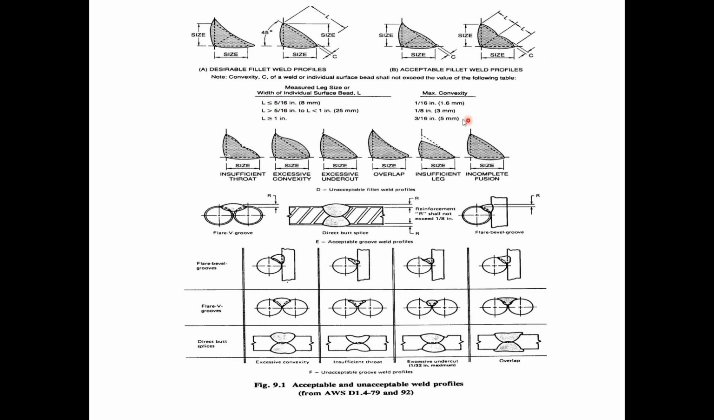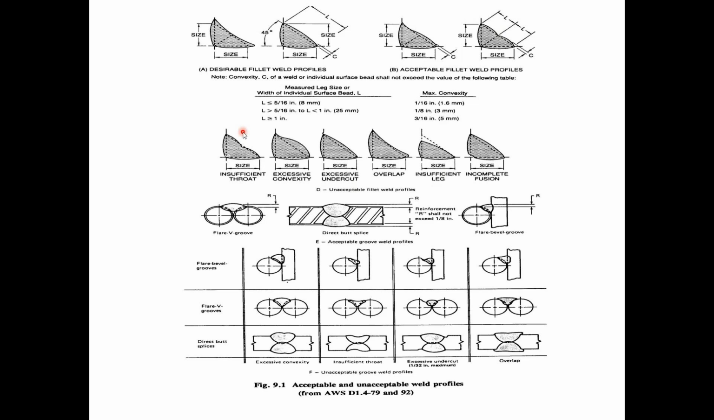So there are some limits on those dimensionally that you don't have to memorize, but just know that there are limits on all the dimensions that are given here. So the degree of convexity, the dimensions from the outside edge to the middle of that dimple in the throat, those things have limits, dimensional limits. So that's desirable and acceptable. Then you get into some examples of unacceptable fillet weld profiles. And so let's look at this one here.